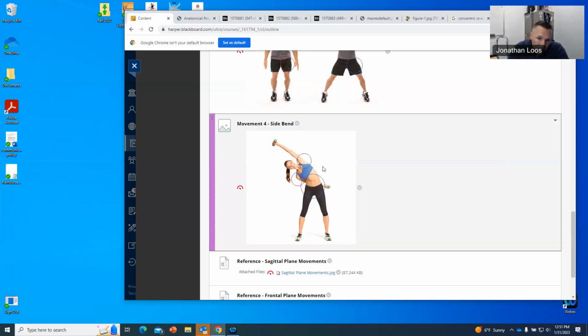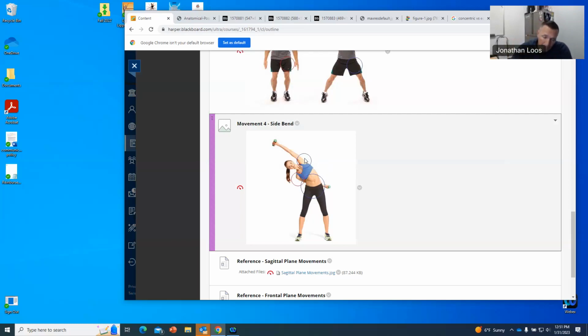So here she's going right side bend, right lateral flexion. This is going in the same direction gravity is pulling her. This is right lateral flexion. This is an eccentric activity. It would be the left lateral flexors that are working there.